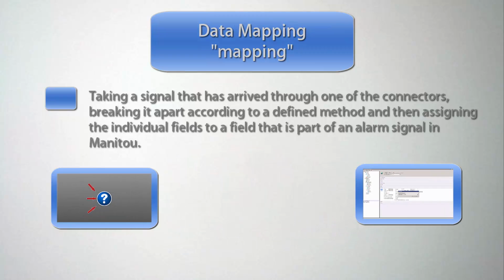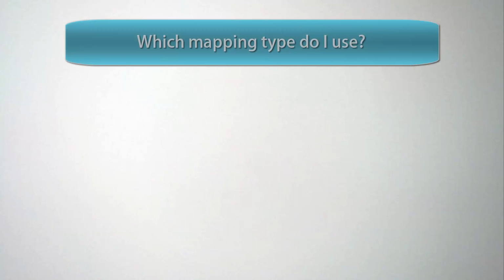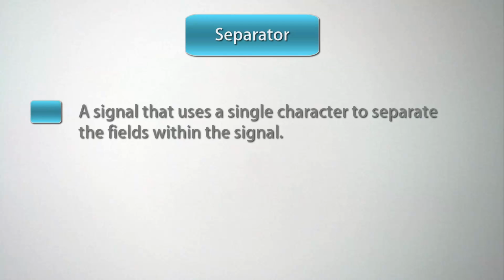The first thing to decide in creating the data mapping for a signal is what the mapping type is. There are 4 different mapping types to choose from. Separator. Separator type is a signal that uses a single character to separate the fields within the signal. For example, if a signal is received that contains the transmitter ID, the event code, the area, and the zone, all separated by a comma, the comma would be selected as the separator.